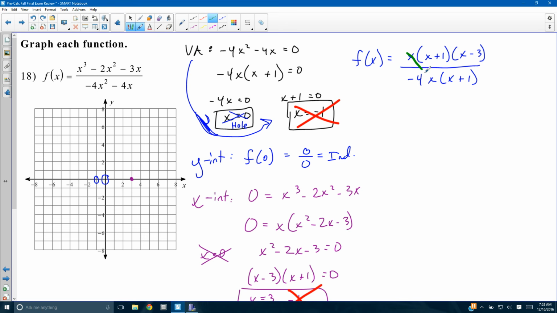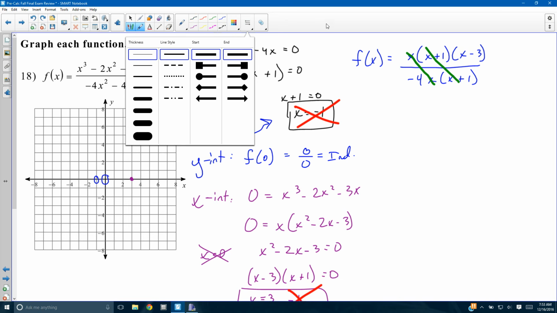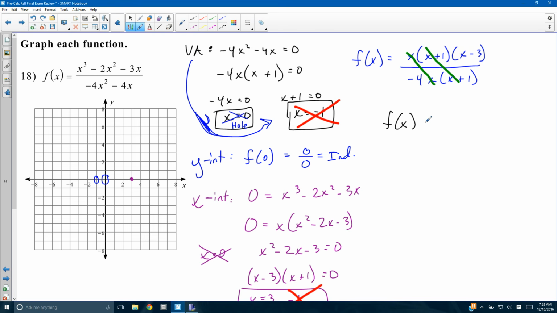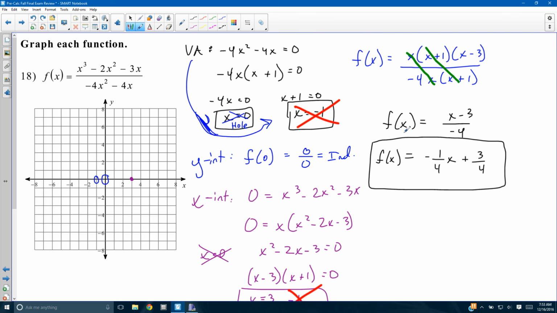So look what cleans up. This is pretty nice. x over x is 1. And x plus 1 over x plus 1 is 1. So our equation can also be rewritten as f of x equals x minus 3 all over negative 4, which can also be rewritten as negative 1/4 x plus 3/4. So your graph is nothing more. See, this isn't a rational function, really. It's not the same kind that we'd be looking at like before, right? This one is having some little differences here.